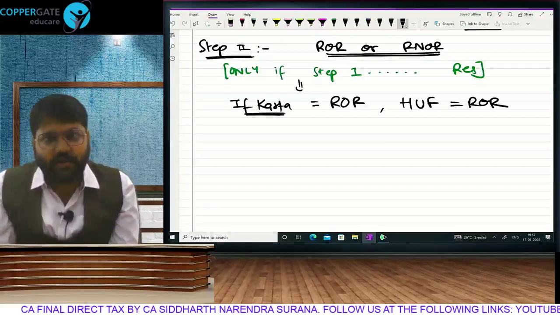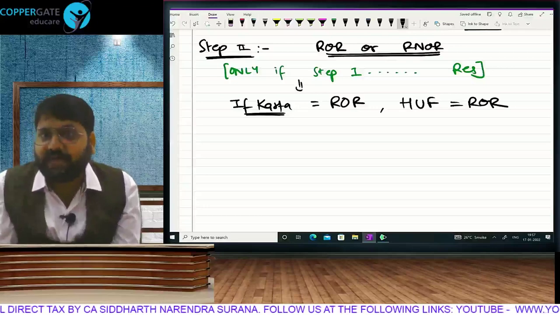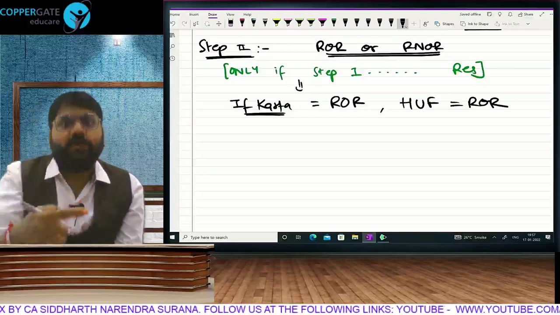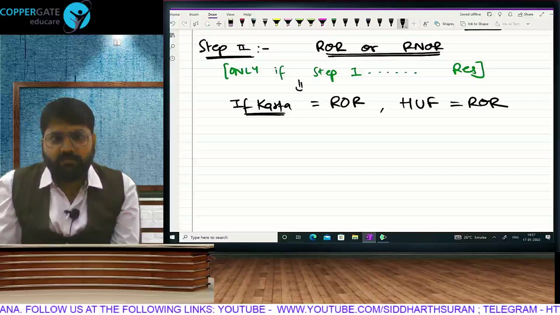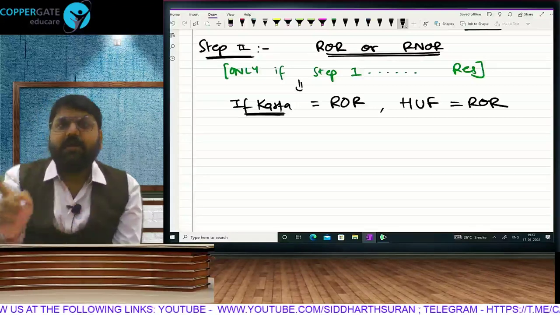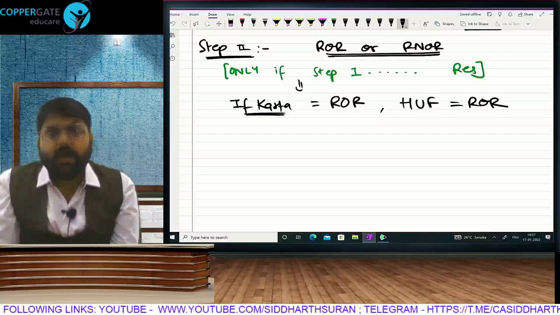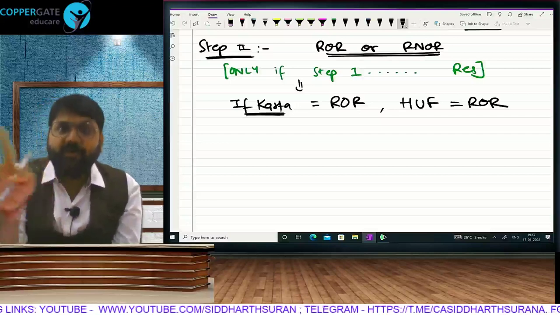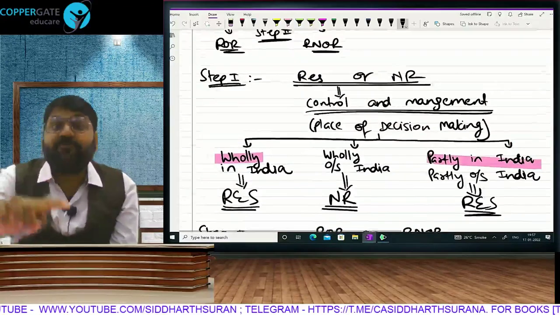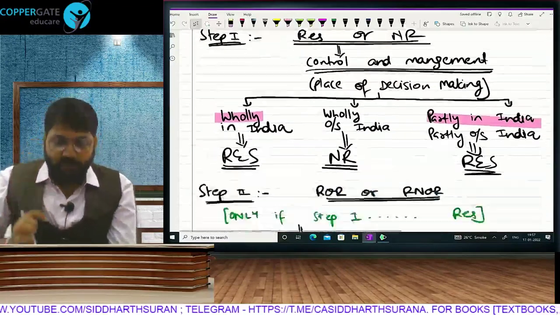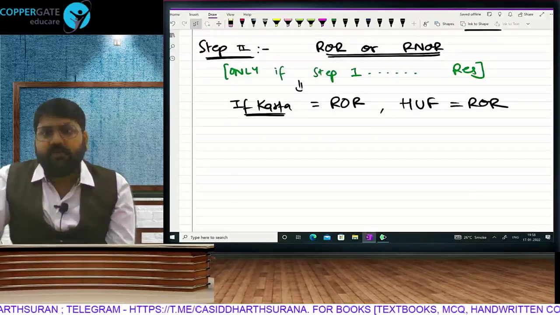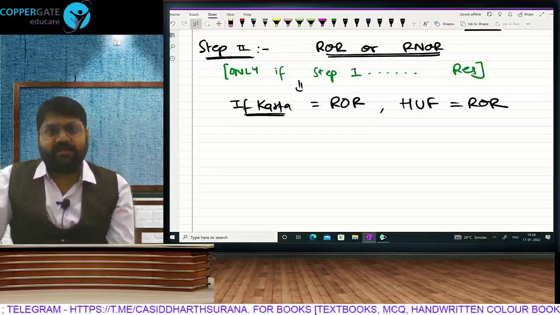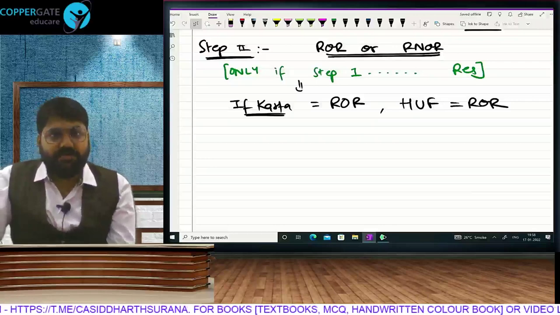If the karta is ROR, how do you determine whether the karta is ROR? 730 days in last 7 years and 2 out of last 10 years, you are a resident. Are you following? Yes, sir. If the karta is ROR, the HUF will also become ROR. Means, for step number 1 of HUF, you have to check control and management of the HUF. For step number 2 of HUF, you have to check not the HUF, you have to check the karta. That's the nonsense here. Absolute nonsense.